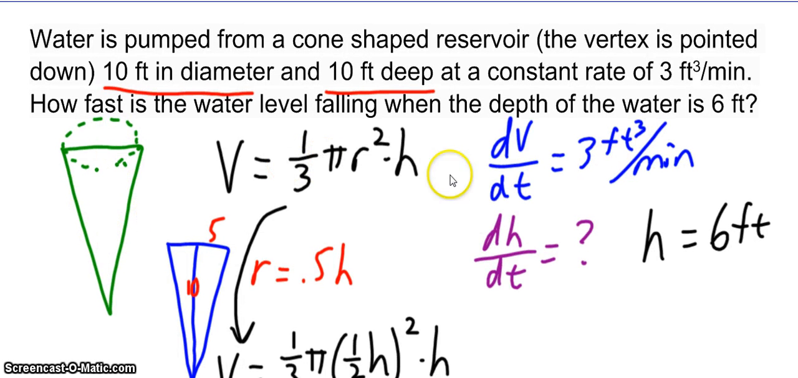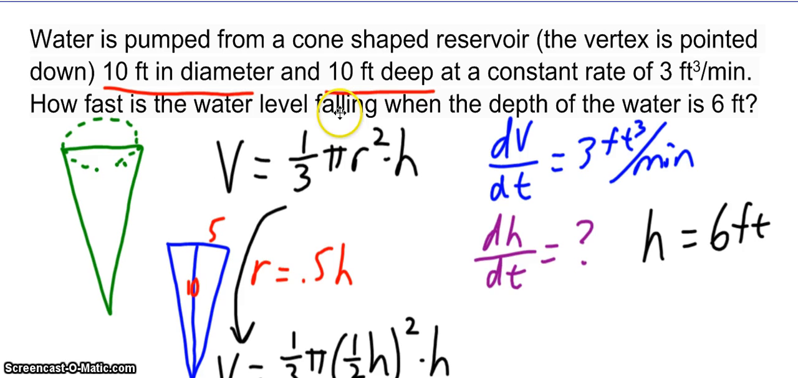Alright, so we've got a cone. I told you the volume of a cone. So what do we know? We know the rate of change of the volume. dV/dt is 3 feet cubed per minute. Now, if you're confused on how I knew that's the rate of change of volume, look at the units, feet cubed per minute. So feet cubed is a volume. So that's the rate of change of the volume.